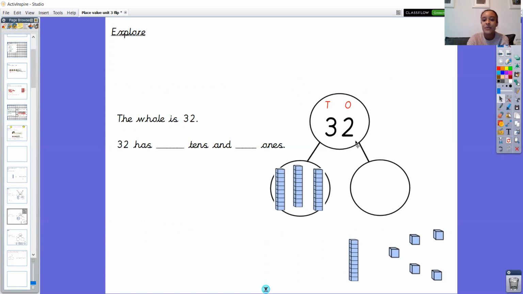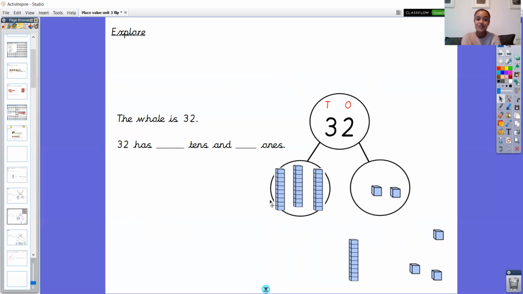And I want to put in how many ones? I'd like to put in 2 ones. Ready? 1, 2. Brilliant. Okay, so can you see that there are 3 tens and 2 ones? And if we counted those in our tens and ones, we should get this number here.